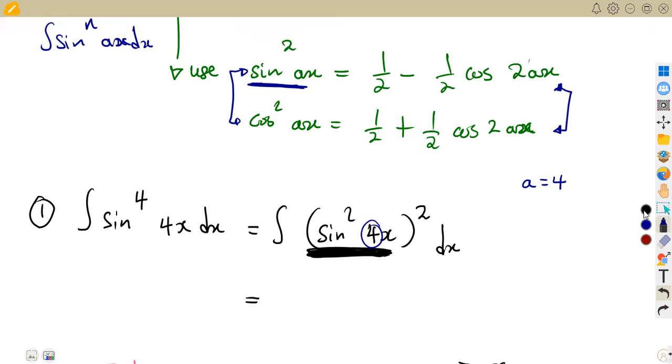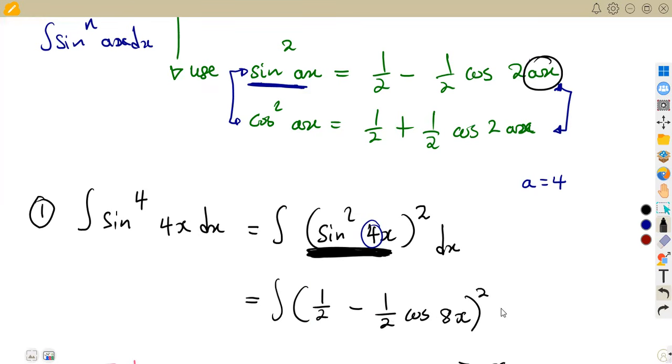So we are going to obtain the integral of, so take note, this is an identity for sine squared. We are just substituting where there's sine squared with the equivalent. But this is sine squared 4x. So we're going to have 1 over 2 minus 1 over 2 cosine of 2ax. Ax is 4x, so 2 times 4x is going to give us 8x. So it will be half minus half cos 8x, all squared, with respect to x.